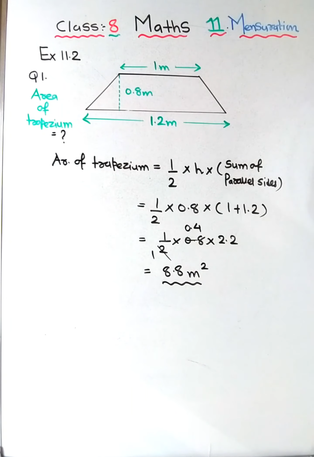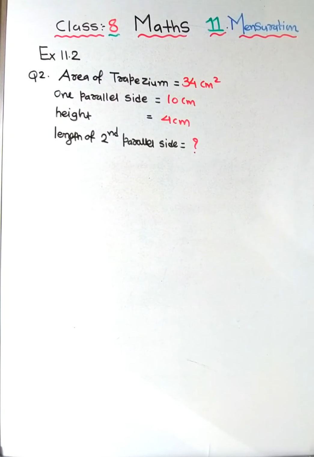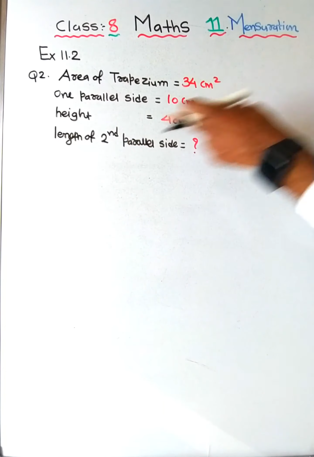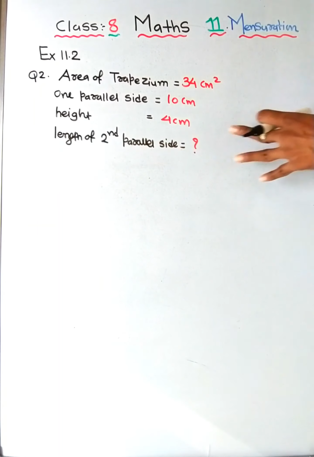Let us see what the second question says. In the second question, the area of a trapezium is given, that is 34 centimeter square. Out of two parallel sides, one value is given, that is 10 centimeter. The height is given as 4 centimeter. We have to find out the length of the second parallel side.